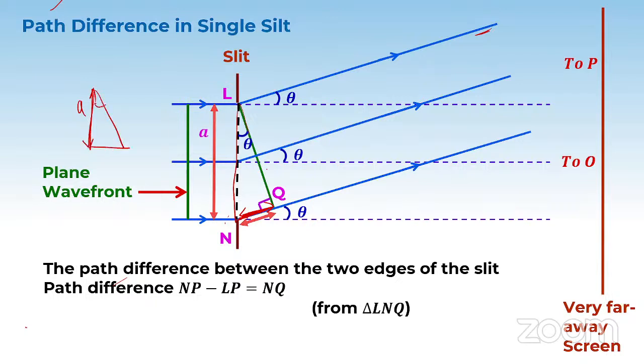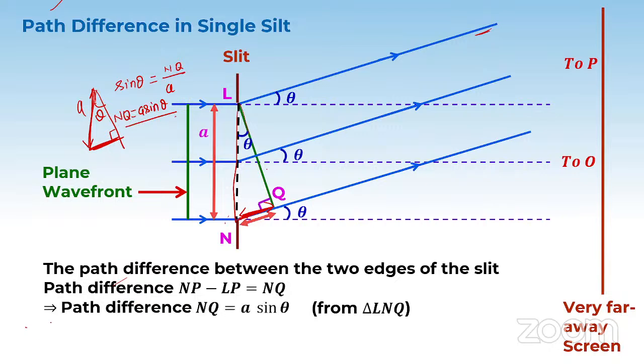This is A, and this is the angle theta. Let's say this is the perpendicular, so this is behaving as the hypotenuse. If you apply sin theta here also, you will get perpendicular, which is this length, upon hypotenuse. The perpendicular we want to know is NQ, divided by hypotenuse A. So NQ here comes out as A sin theta. Got it? Same thing will be happening here. The path difference is coming out as A sin theta.